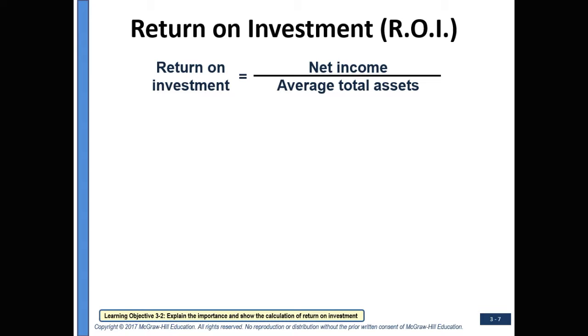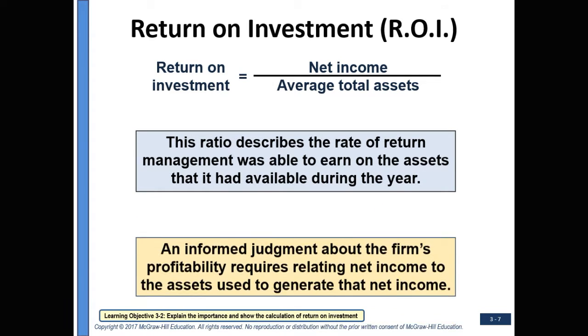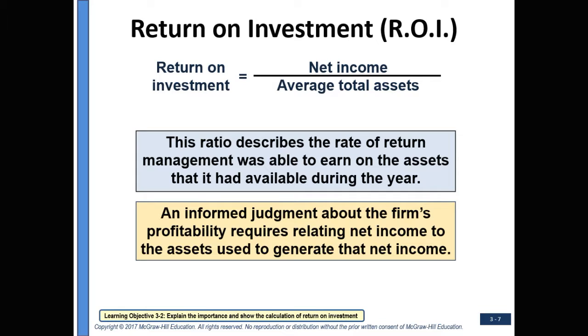This ratio describes the rate of return management was able to earn on the assets that it had available during that year. An informed judgment about the firm's profitability requires relating net income to the assets used to generate that net income. The purpose of your assets is to help generate earnings and income. This is your basic return on investment, or ROI ratio.